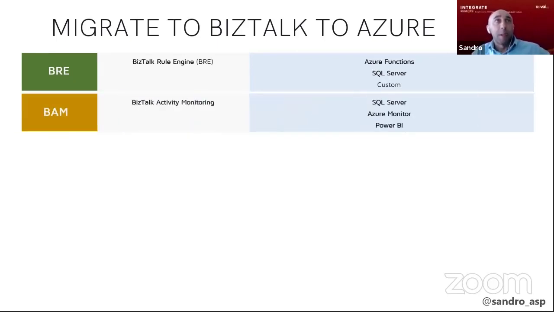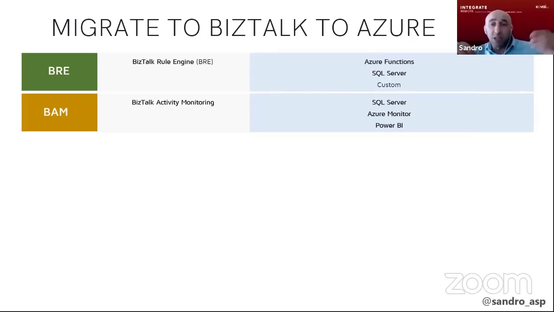BAM, and do not confuse BAM with tracking, because these are two different things. There is nothing out of the box related to BAM. Remember that BAM can be enabled and disabled at runtime. What if I want to catch all of these properties and settings and make them available? No, there is nothing available at this level on Azure.